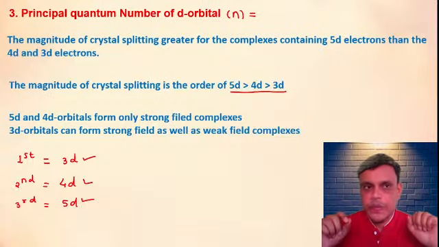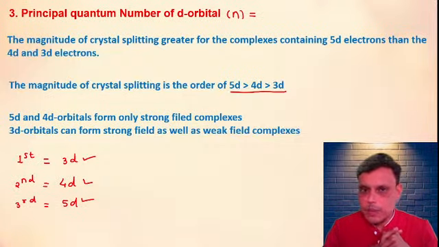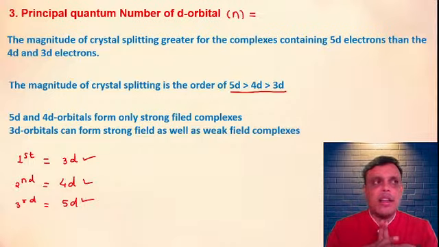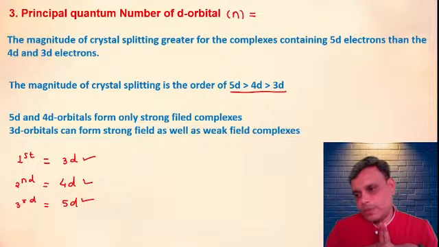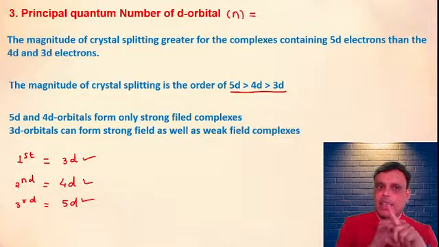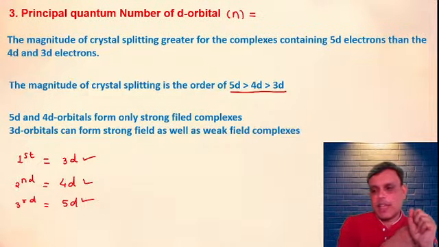Understood how the principal quantum number affects the magnitude of 10 Dq? This question also comes: explain the factors affecting the magnitude of 10 Dq. This question comes 100%. So you have to write these three factors: nature of the ligand, oxidation state or charge on the central metal ion, and third, the principal quantum number of the d orbital, that is n.